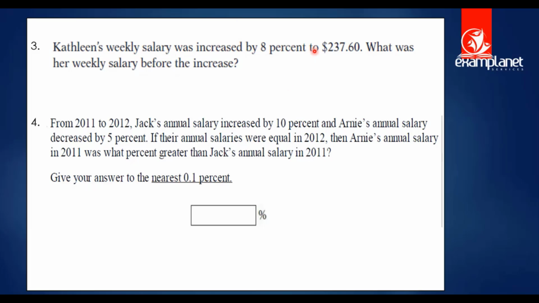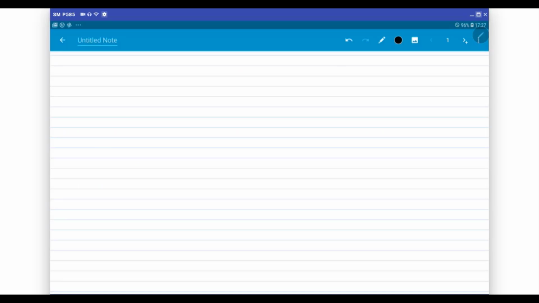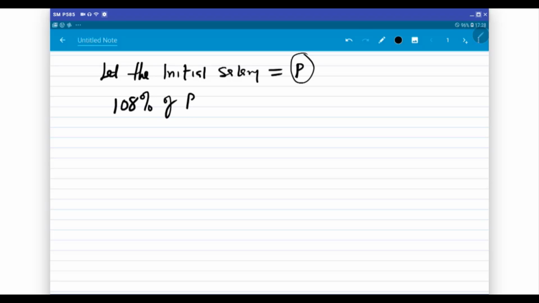And that is now what is giving us 237.60. You get that? So what does that mean mathematically? This is what it turns to. So let's say, let the initial salary be, let's say P. Okay, so now we increase this P by 8%. So what does that mean? Then it becomes 108% of P. So this is what gives that 237.60. That's what it means.